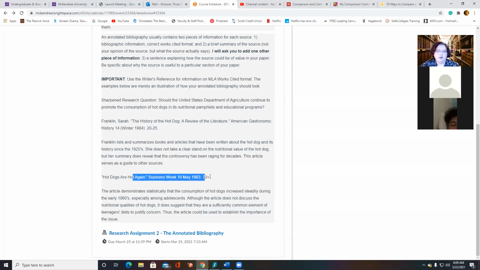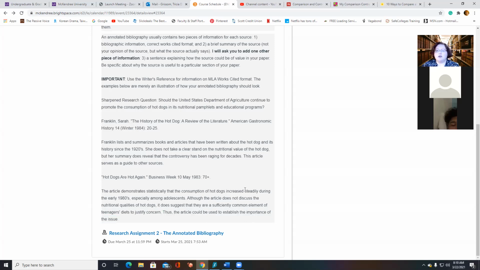This is an old article, but hot dogs are hot again. The article demonstrates that consumption of hot dogs is increasing, because that establishes the importance of a problem. If there's only one person eating hot dogs, do we really care if the Department of Agriculture is talking about it? Not really. But if a lot of people are, and it's in schools and lunch programs, then it's a worthy topic to talk about because it affects a lot of people. So this article could be used to establish the importance of the issue.